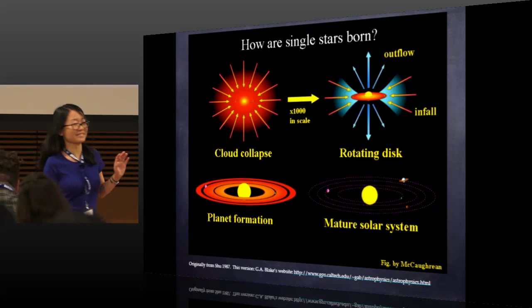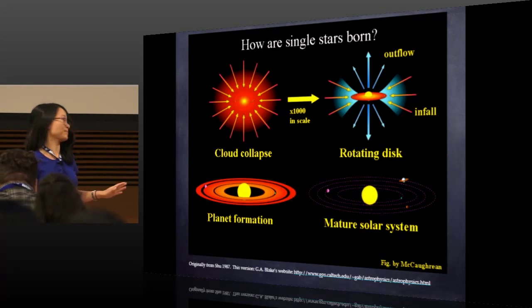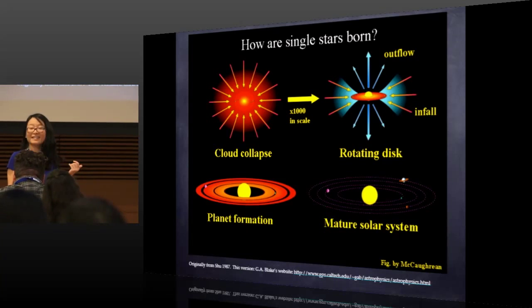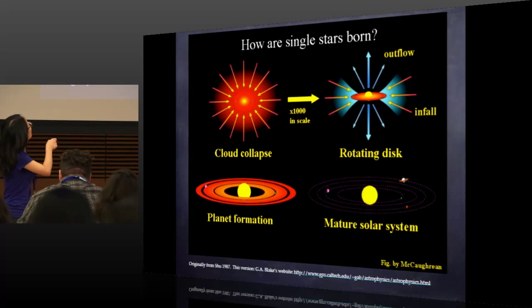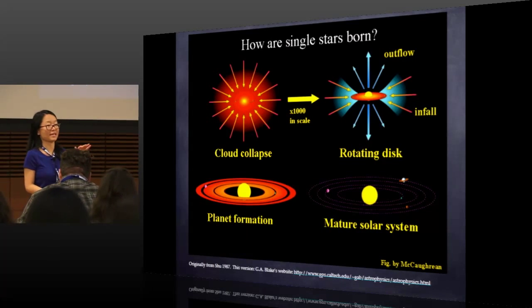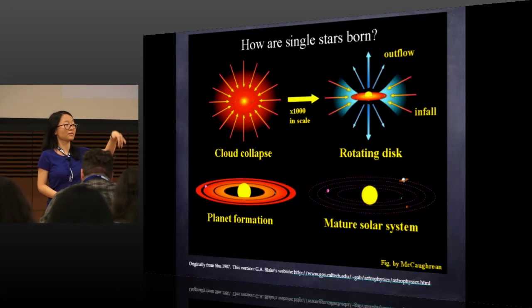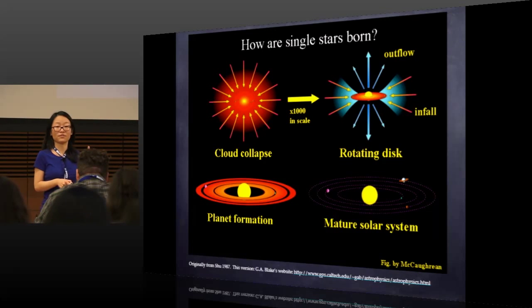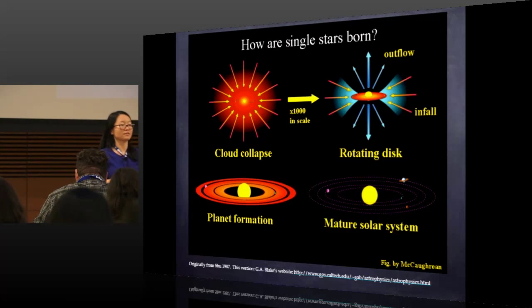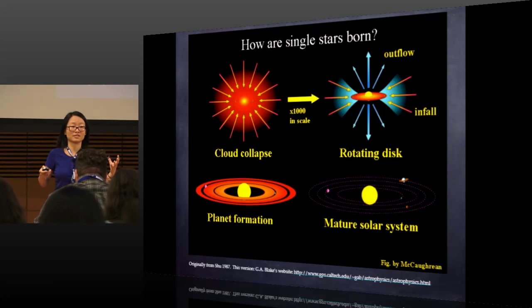First of all, this is my version of the star and planet formation picture, borrowed from Jeff's website. Single star formation starts from the collapse of a very dense core in molecular clouds. Because there's some rotation at the very beginning, materials can only fall along the rotation axis, but not perpendicular to it. So we end up with a rotating disk around the newly formed young star. After probably 100,000 years, we enter a relatively stable stage, what we call the T-Tauri phase, around solar-type stars.